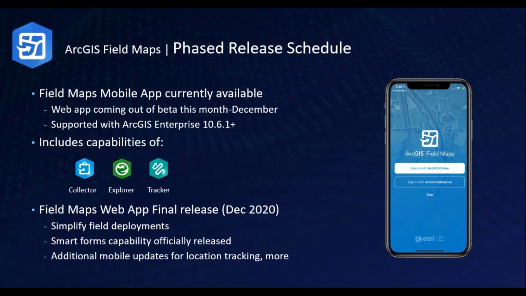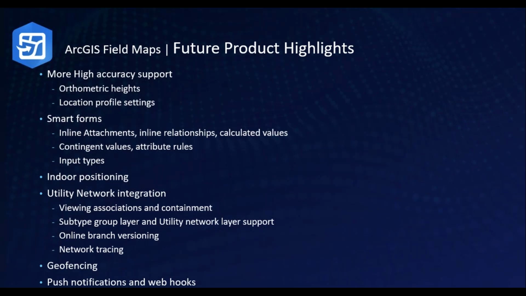As we continue working on the web application, we'll be adding functionalities to help simplify those field deployments, more smart forms capabilities, and additional updates to mobile for location tracking. Some of the future product highlights include quite a few different features, such as more high accuracy support, more work on smart forms, enhanced indoor positioning, utility network integration, such as viewing associations, online versioning, and network tracing. We'll also have capabilities with geofencing, push notifications, and webhooks. So much more, too many to list on the one slide, but we'll keep you posted.